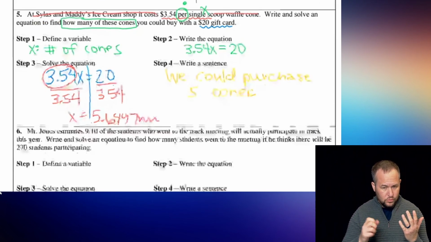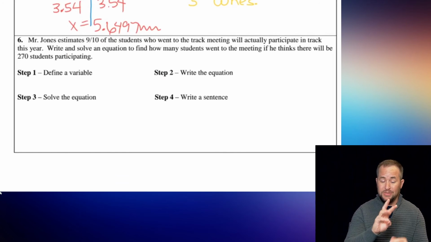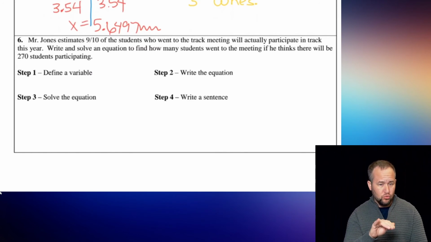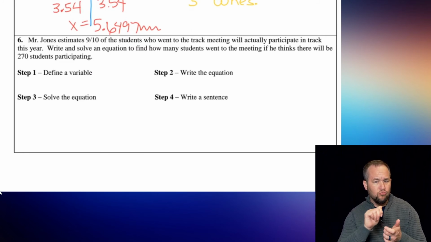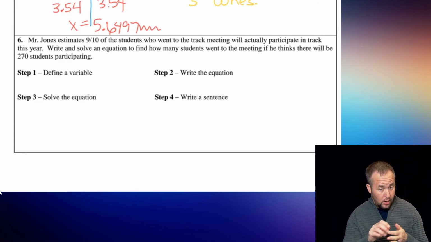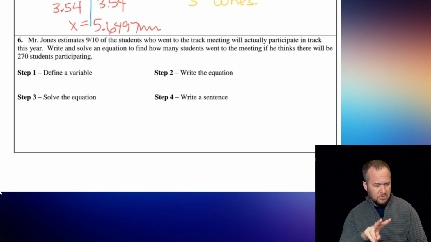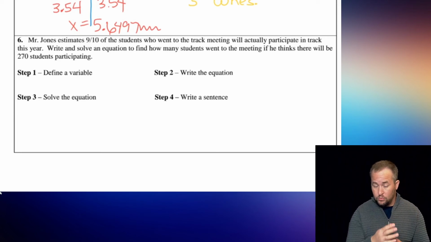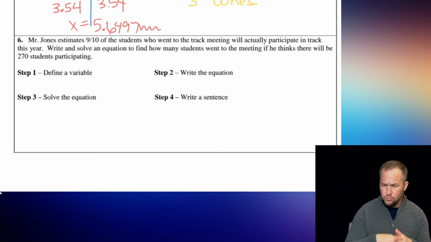The last one you are going to try on your own about Mr. Jones. He estimated that it's 9/10 of the students who went to the track meeting will actually participate in track this year. We're going to write and solve an equation to find how many students went to the meeting if he thinks that there will be 270 students participating. So some important info here. I'm going to kind of get us started, and then I'm going to let you finish.